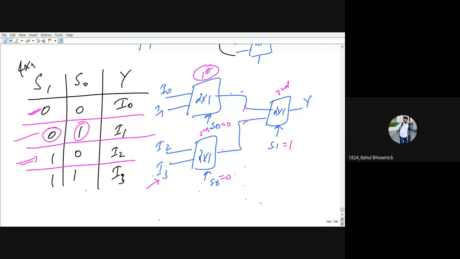I2. No, first multiplexer, where is I2? There is no I2. Sir, for the third case, S0 is 0. Sorry. Sir, for the third case, S0 is 0. Then the first multiplexer select line is S0. Then the output should be I2.